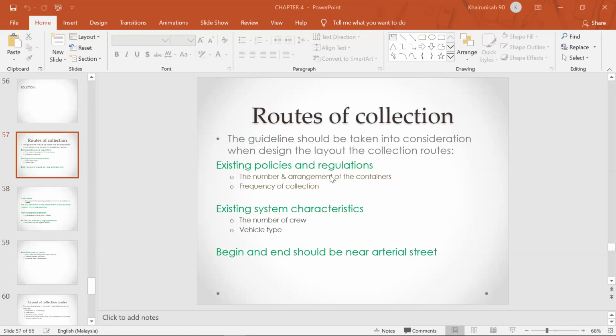Okay, the existing policies and regulations apply to the number and arrangement of the containers and the frequency of the collection. Existing system characteristics apply to the number of crew and also the vehicle type, which is either a standard or standardized garbage truck. And begin and end should be near arterial streets because it is easy to access and to transport the wastes towards the transfer station or any other centers.